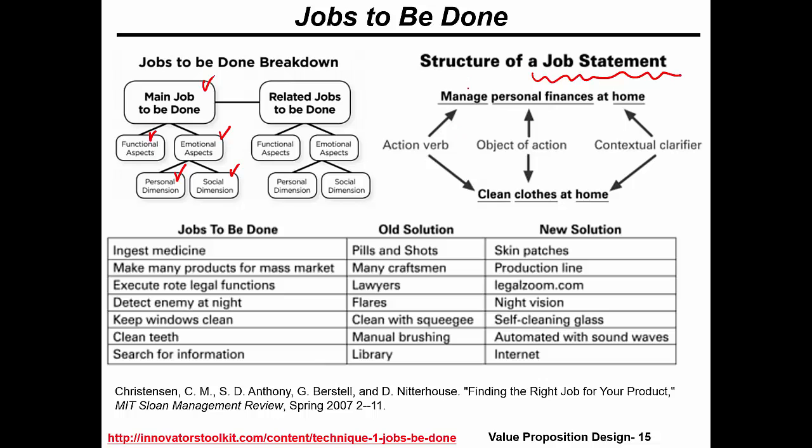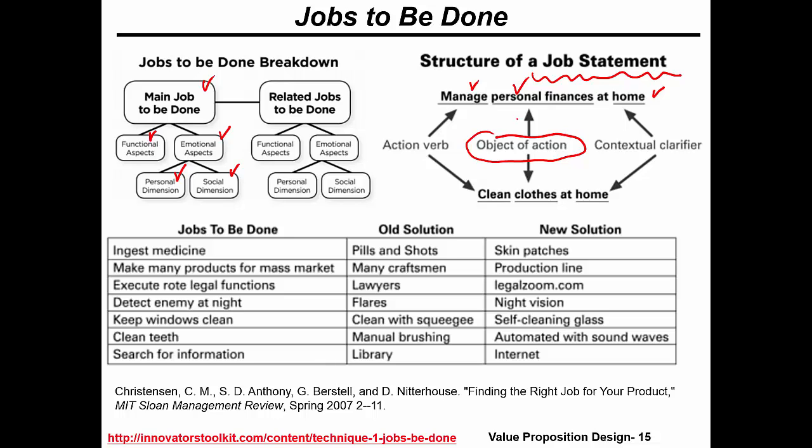For instance, we will say something like manage personal finance at home. Manage is the action, a verb. Personal finance is an object of actions. It's something that the user has to deal with. At home is a contextual clarifier, which describes in what setting people have to get the job done.